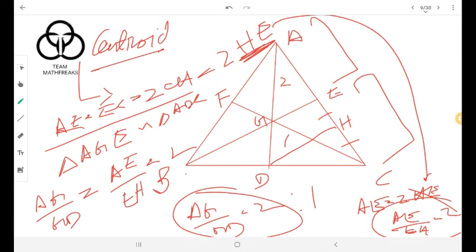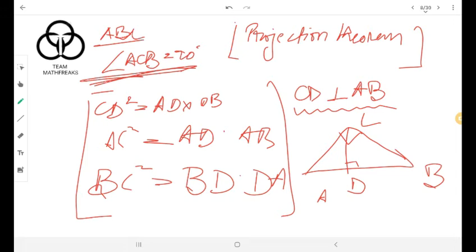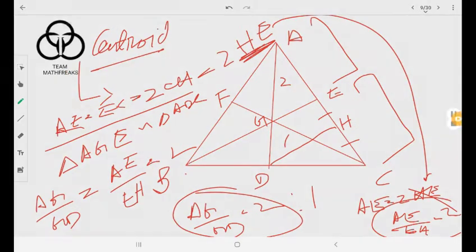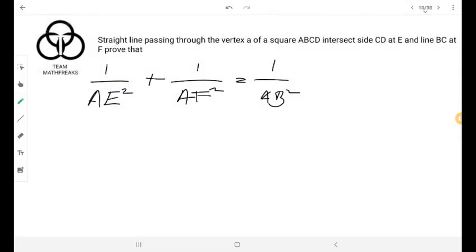After solving this problem you should solve this problem now. Then you should proceed further. Pause the video, solve now. Now this is our first problem. First problem.